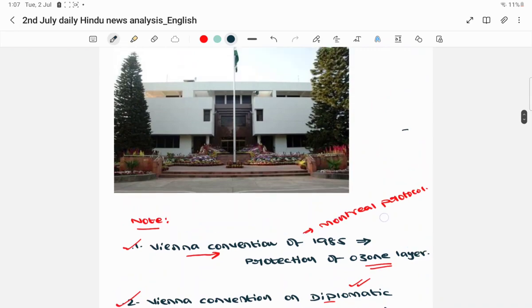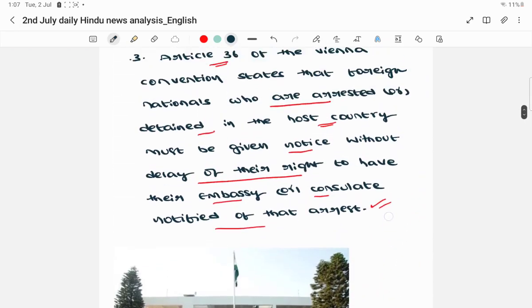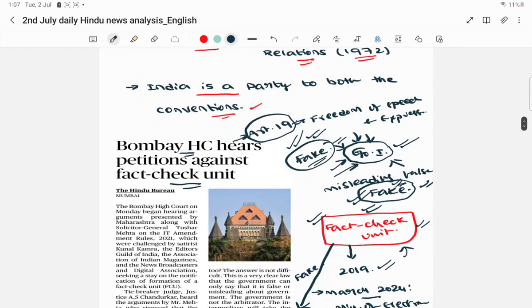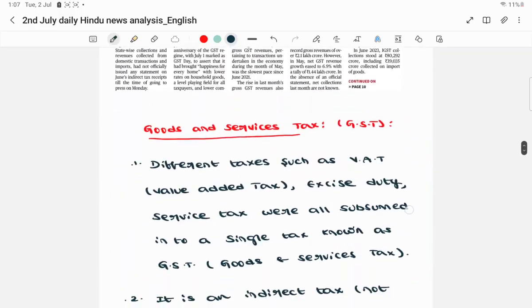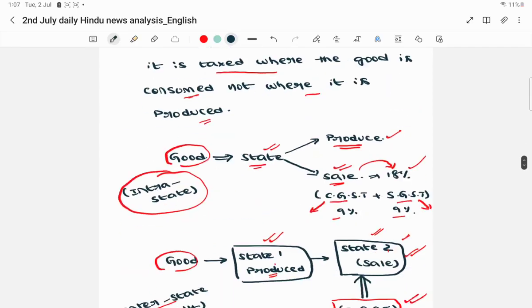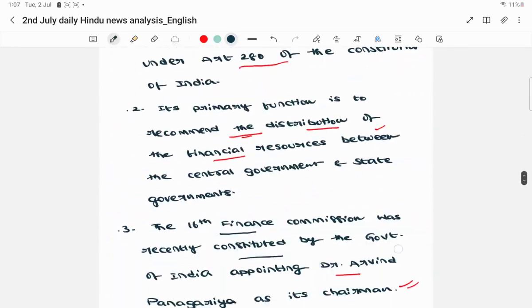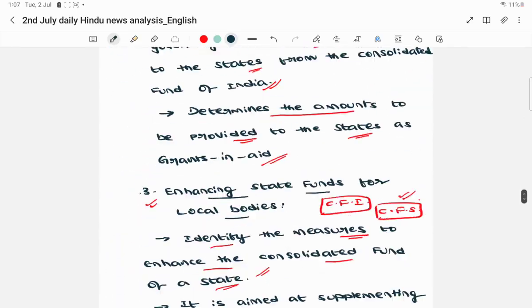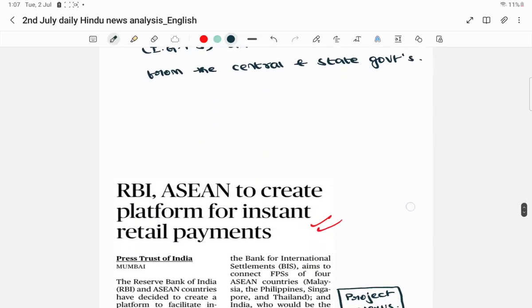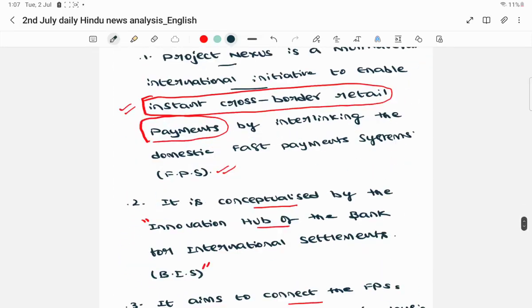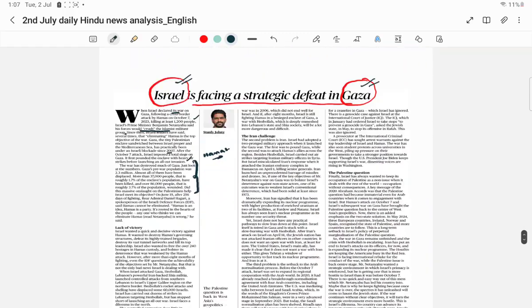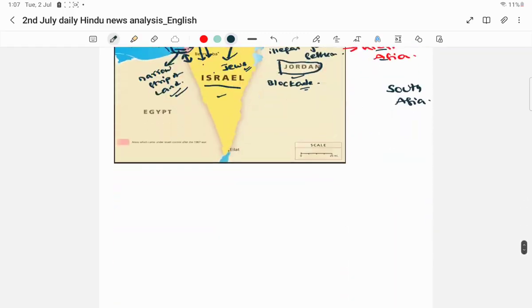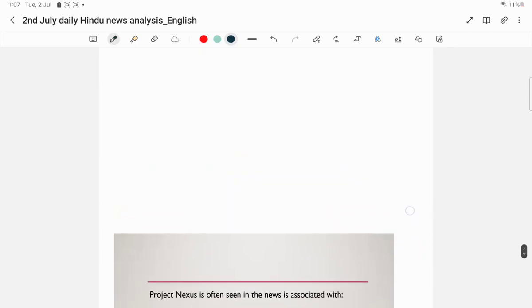Then we talked about the Vienna Convention. What is the Vienna Convention on Consular Relations? Then the Vienna Convention on the protection of the ozone layer, and then the Vienna Convention on Diplomatic Relations. You need to be thorough with all of these. And the agreement signed between India and Pakistan is the bilateral agreement on consular access, which was signed in 2008. You need to be thorough with that as well.